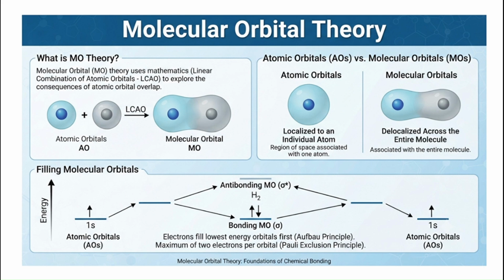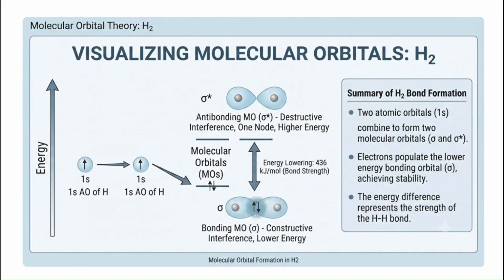These molecular orbitals are filled with electrons in a particular order in much the same way that atomic orbitals are filled. Specifically, electrons first occupy the lowest energy orbitals, with a maximum of 2 electrons per orbital. In order to visualize what it means for an orbital to be associated with an entire molecule, we will explore 2 molecules, molecular hydrogen, H2, and bromomethane, CH3Br.